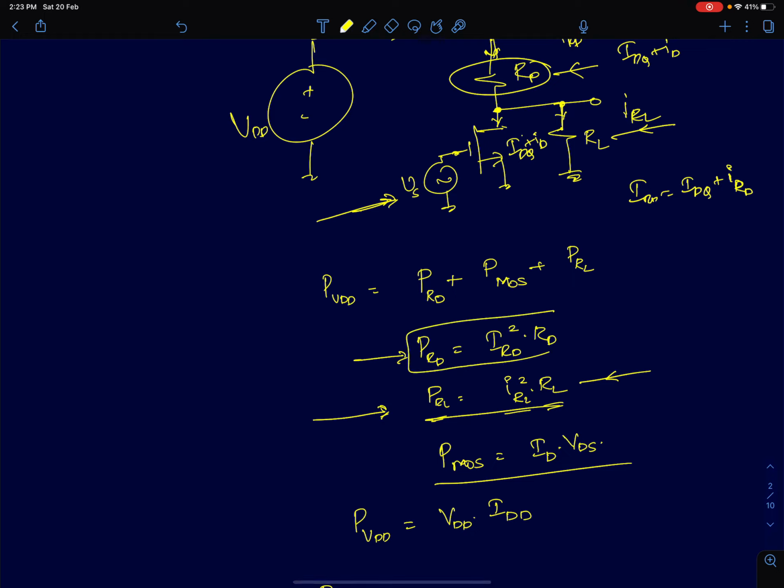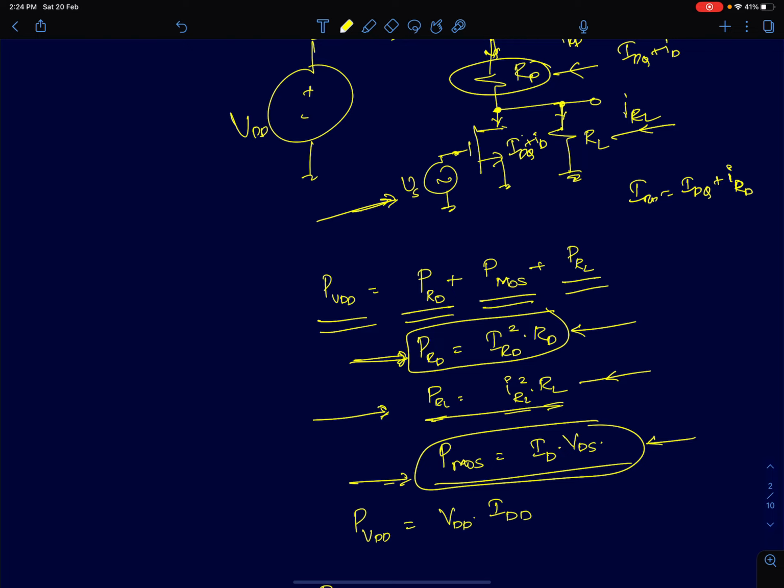The power PRD and the power burnt in the MOSFET is the power because of biasing. Which means you are using this MOS device as an amplifier, and that amplification doesn't come for free, it comes with an expense. The expense that we are paying here is PRD and PMOS. So this is the power that we have to burn in the biasing circuitry of the MOS amplifier. So the total power supplied by the supply will be equal to the power in the resistor plus the power in the MOSFET plus the power in the load resistor.